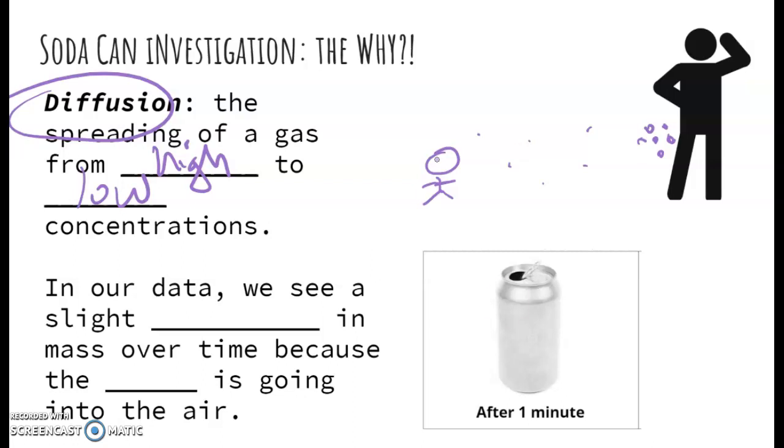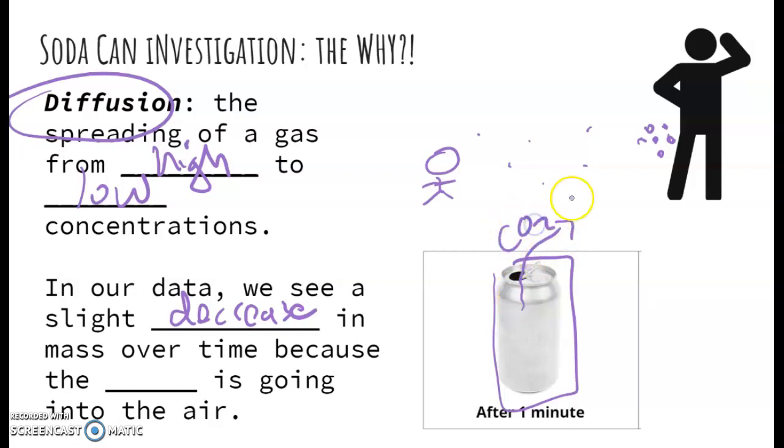So taking a look at our soda can, or our pop can, we've opened it up, and we've taken measurements at those time intervals, and we saw that the mass started to decrease. So we saw a slight decrease in our mass over time, and that's because our carbon dioxide is leaving. So we had carbon dioxide diffuse out into the air. We were losing CO2, right? And that's why our mass was decreasing. But at some point, our mass started to stay the same.